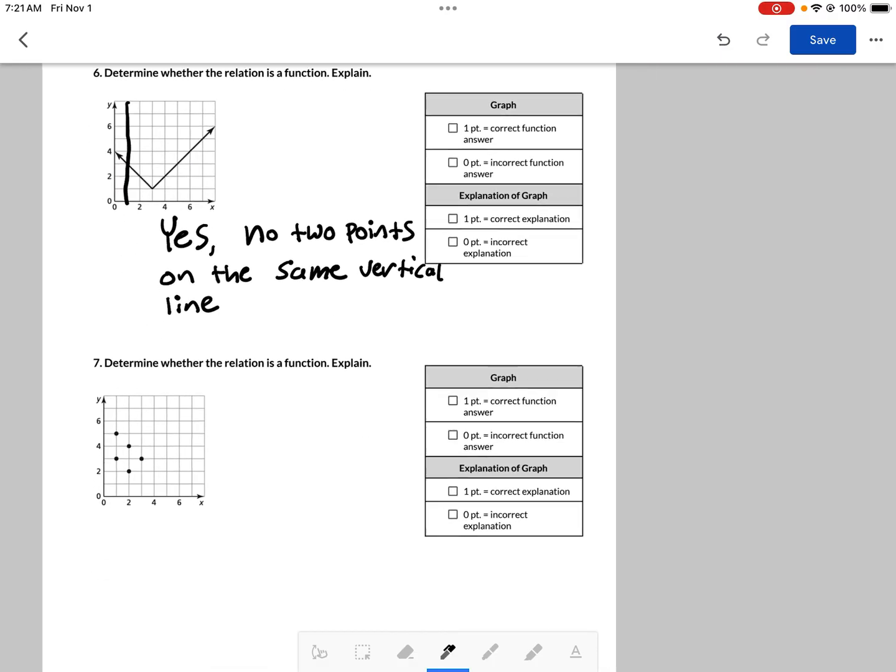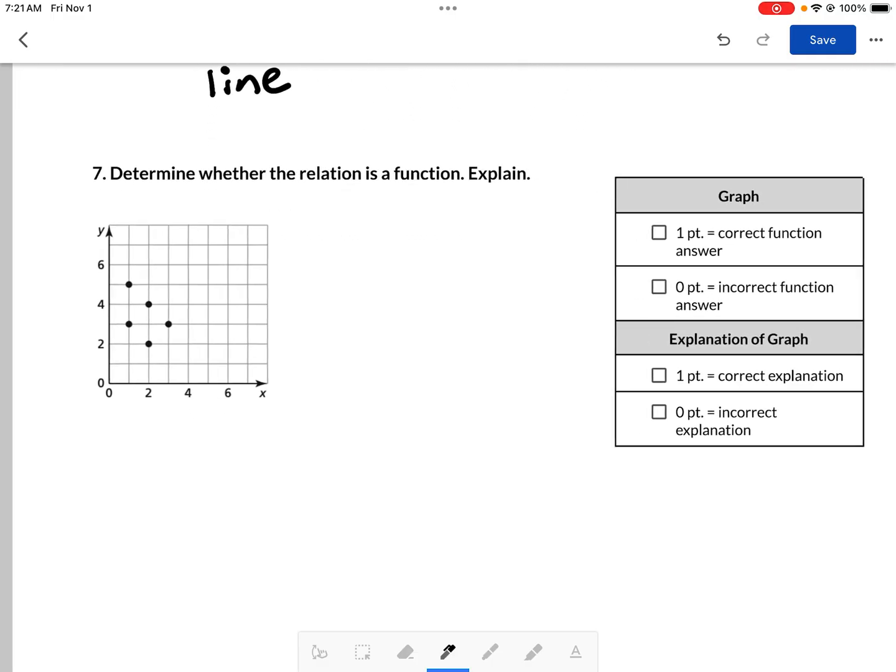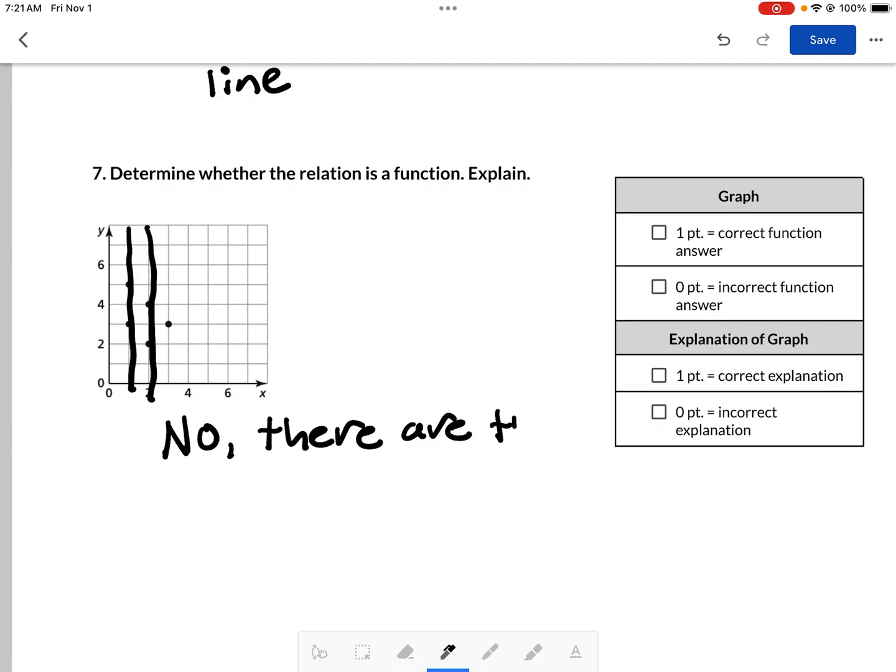And then moving down to number 7, once again, we're looking at a graph and we're trying to decide whether it is a function or not. I see here I have 2 points on the same vertical line, multiple times actually. So this is not a function, no. I cannot write as fast as I talk. There are 2 points on the same vertical line.